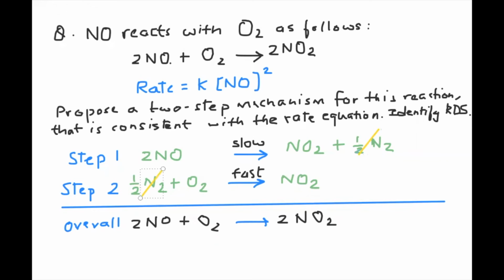Now if you cancel the N2 on opposite sides, you will see that your addition of step 1 and step 2 ends up becoming the overall reaction. So you know then that you have got everything balanced properly. This is how you work out a 2-step mechanism that is consistent with the rate equation.